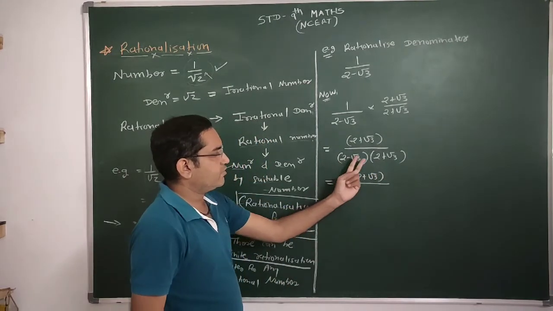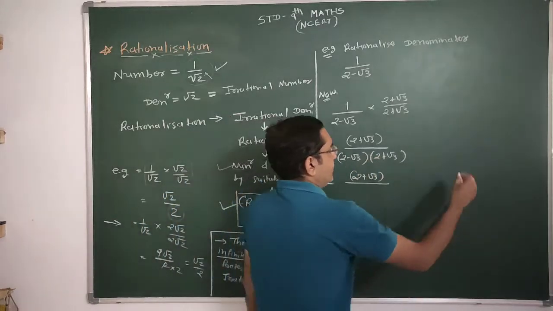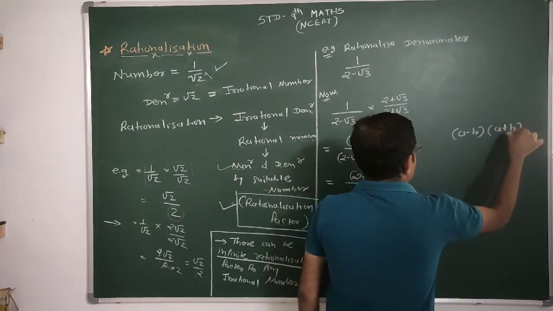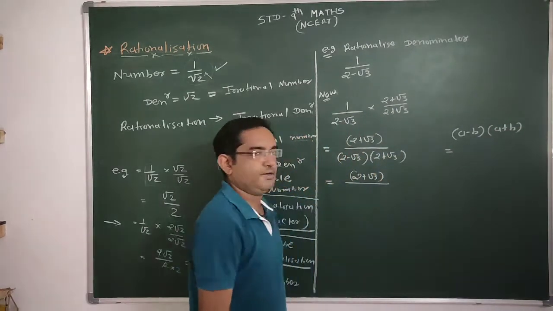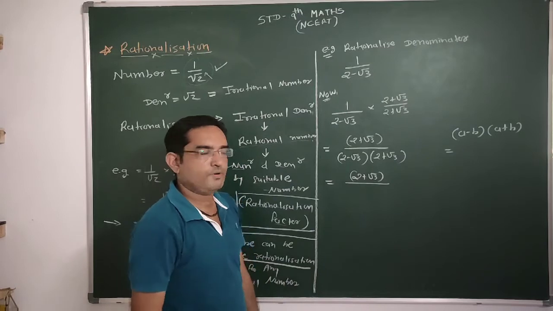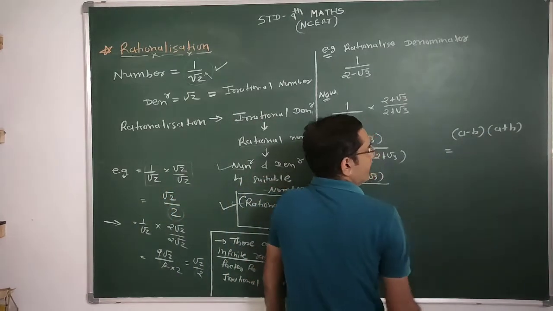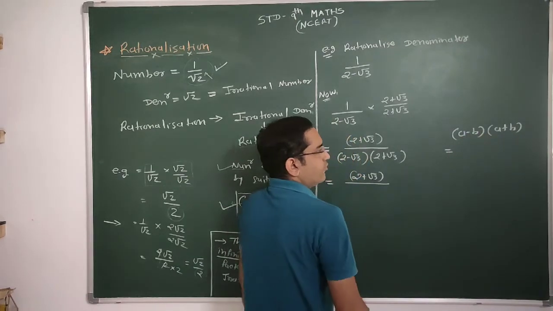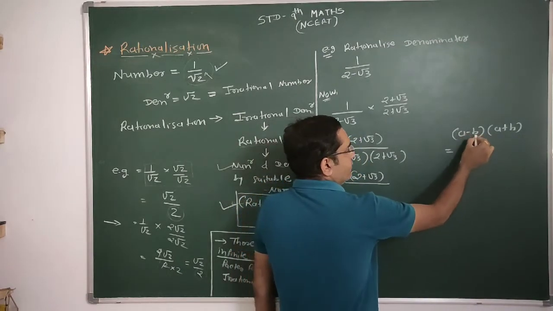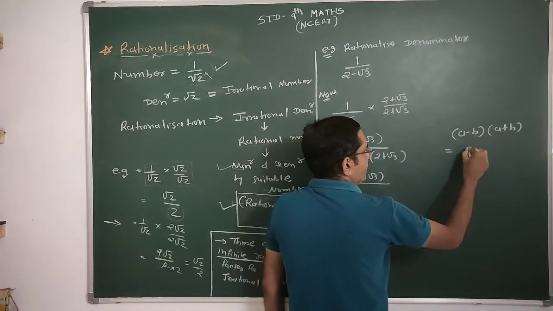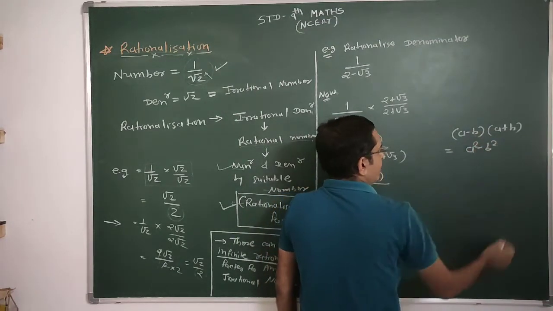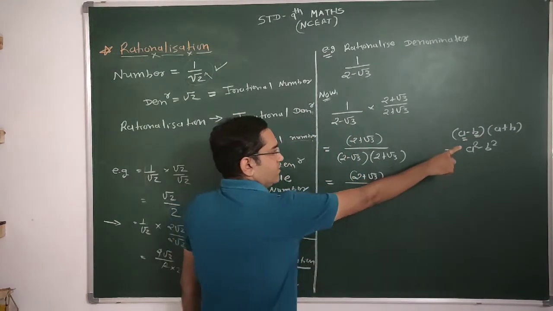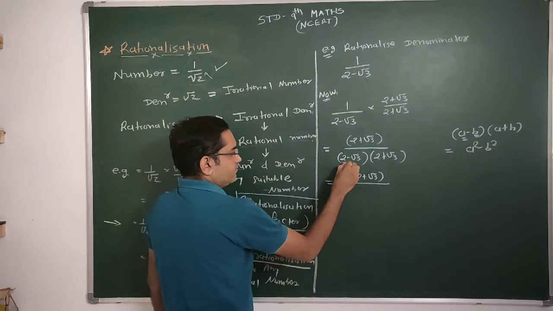For the simplification of this denominator, we have one identity: a minus b and a plus b, that we have studied in standard 8. a minus b into a plus b, binomial into binomial, in which one term consists of a minus sign and one term consists of a positive sign in two terms. So this expansion is first term square minus second term square. That means a square minus b square. So that same formula can be applied over here.